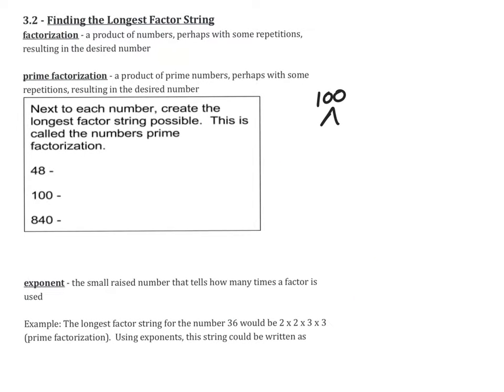All right, so for 100, you can watch me do this in real time. I say, okay, let's go 2, because I know this is an even number, so it's divisible by 2. So 2 times 50. I'm going to circle the prime. That's done.